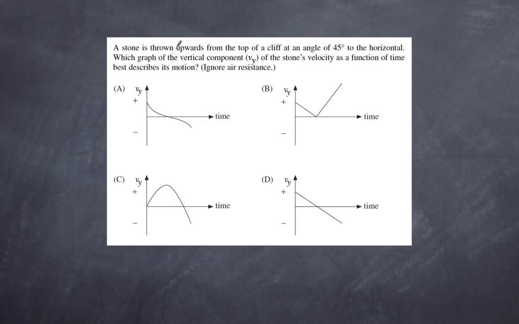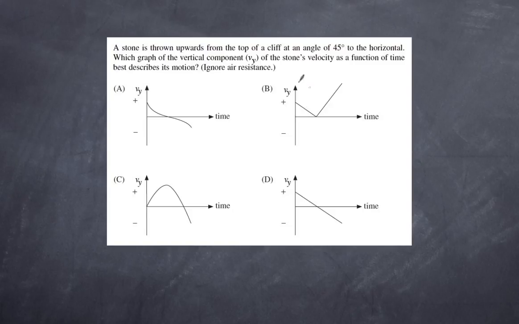So a ball or a stone is thrown upwards from the top of a cliff at an angle of 45 degrees to the horizontal. Which graph of the vertical component of the stone's velocity as a function of time best describes its motion? I'll give you a moment to think about it. The important thing with questions like this is not to get too bamboozled with graphs. It's again important to understand what's happening with projectile motion and what graphical information of motion can tell you. The first thing is to remember that when we have a velocity time graph, the slope of the line will always give you the acceleration.